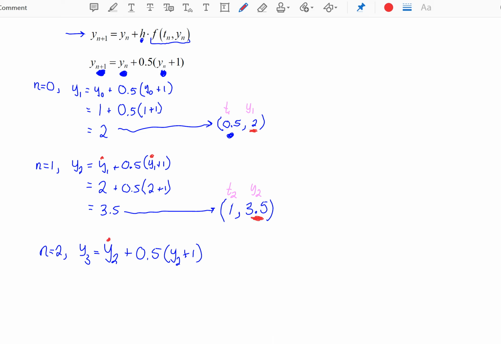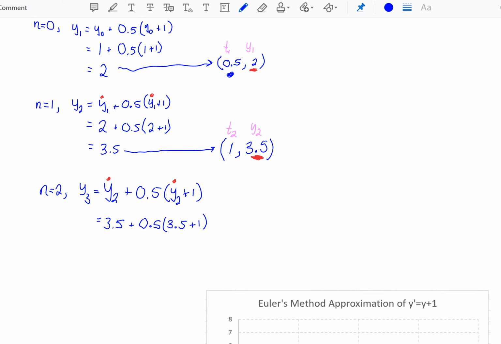So let's replace our y2, our previous point, to have 3.5 plus your step size times your 3.5 plus 1. I hope you simplified this expression, and you get 5.75.